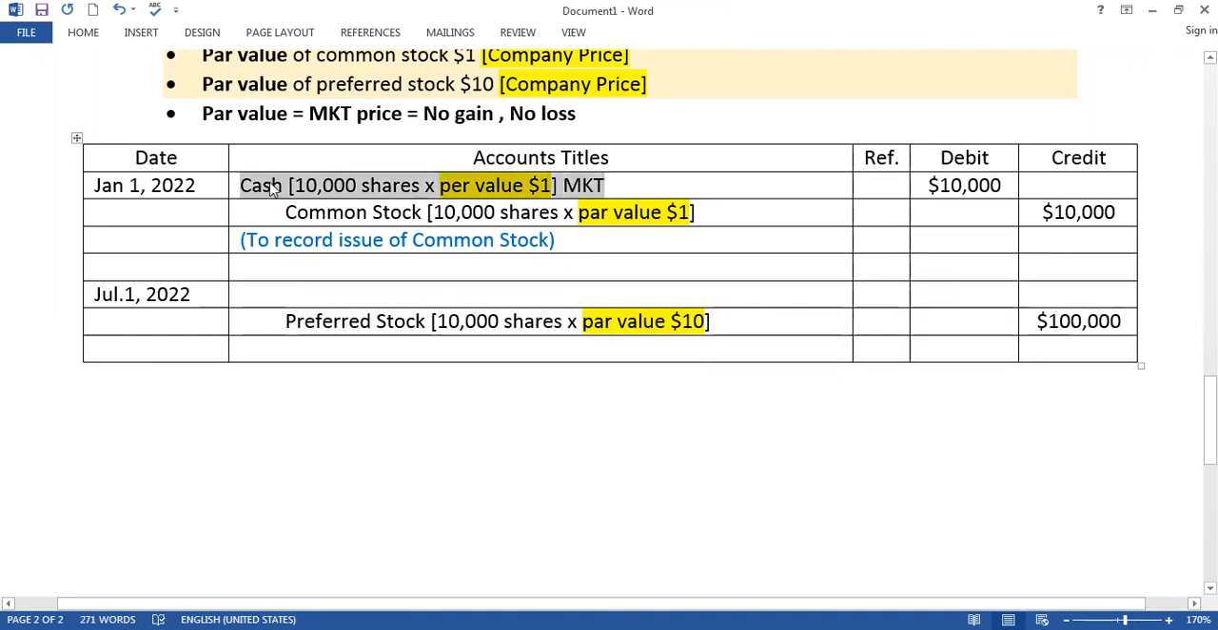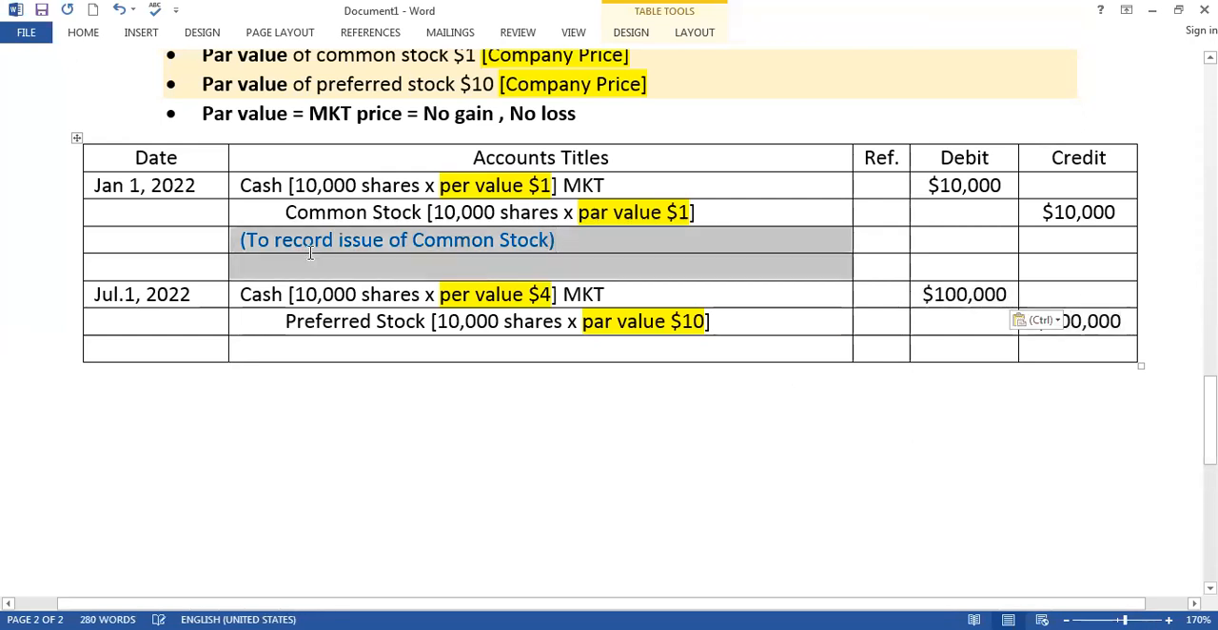And the company receives cash from the market, the same amount. They also sell at $10. So no gain, no loss. Preferred stock.